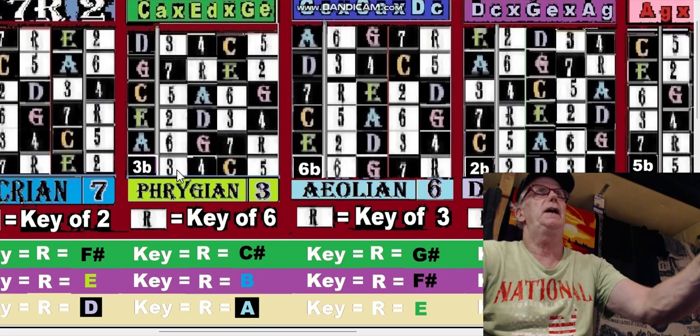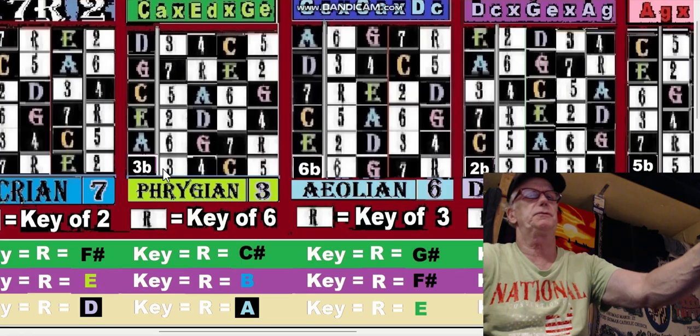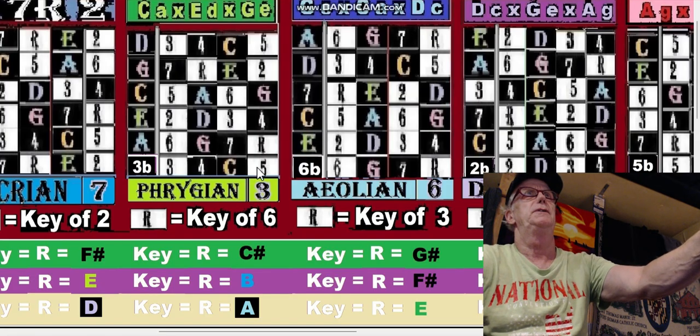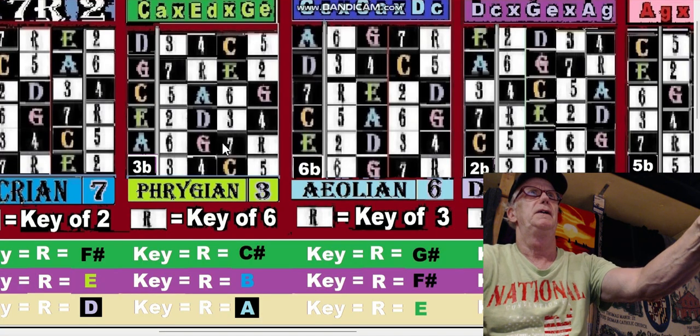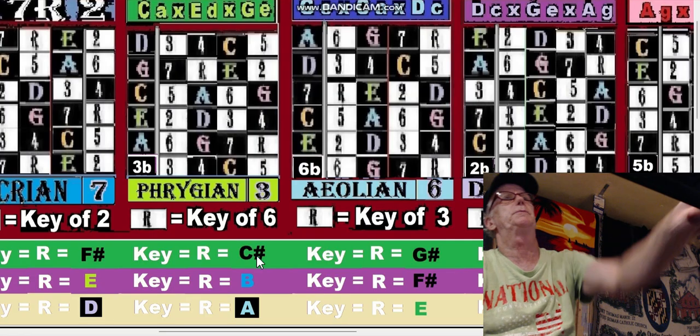Okay, so we go F. Here's your Phrygian third. F, F sharp, G. Then G sharp, then A sharp, then C, then C sharp. That's why it says C sharp there.